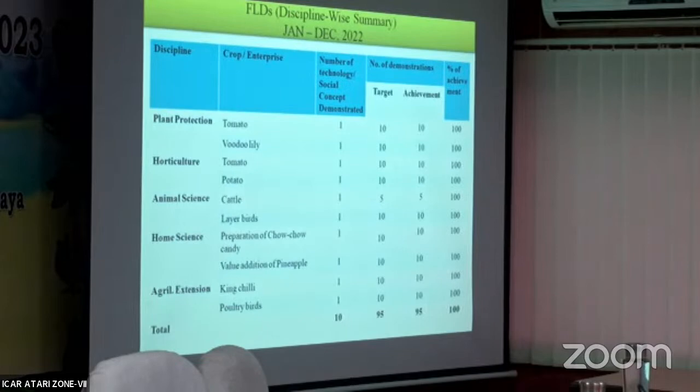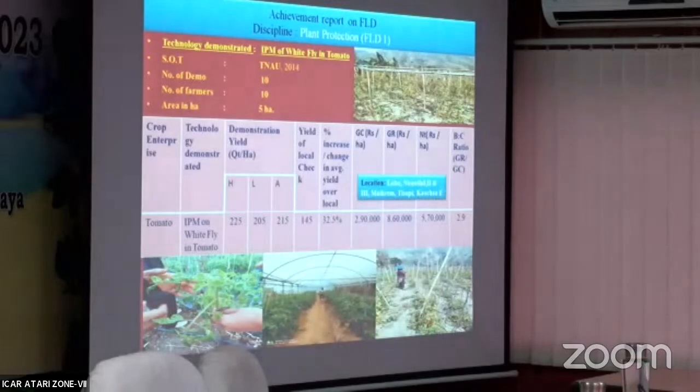So coming to FLD, in total 10 FLDs we have conducted. The first one is in IPM of whitefly in tomato, and since whitefly is a big problem in our district, we have been continuing and spreading this particular FLD horizontally, and it is doing really well. Presently, we took up this technology in Logo, now Utna 1, 2, and 3, Maishem, Hisopi, and Kutu East.